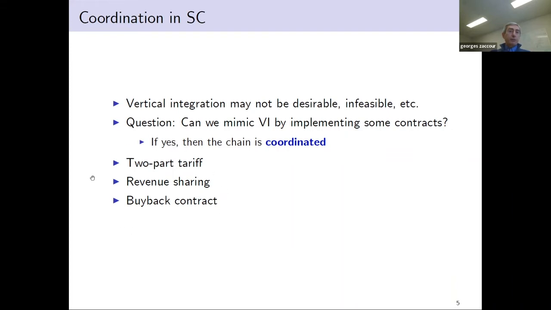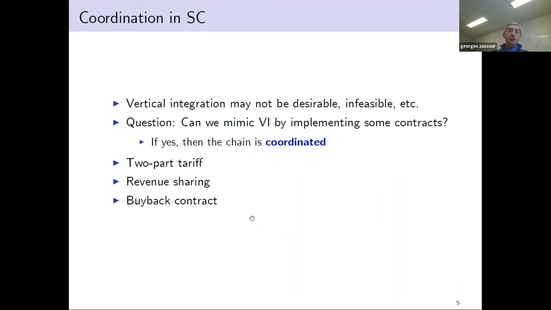Here are 3 examples of contracts that are successful in implementing the vertically integrated result without integrating. The first one is the 2-part tariff. It means that the manufacturer is selling to the retailer at a tariff that is made of 2 parts. One is constant and the other one depends on the quantity that is taken by the retailer. Revenue sharing, I will talk more extensively about it. And we have also the so-called buyback contract. It means that in the contract, the manufacturer agrees to take back some of the quantities that are not sold by the retailer at a price that is lower than the wholesale price. So this is one way of incentivizing the retailer to order more.